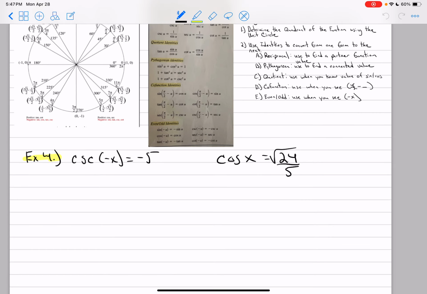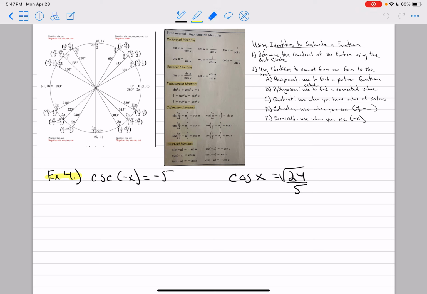Last one, example 4. Write this down. Cosecant of negative x equals -5, and the cosine of x equals root 24 over 5. Here's the first thing I want you to figure out: I need to find out what this actually means. Where do you find that, and what do you think that actually means? I want to know what the cosecant of x is. So where can you figure that out?